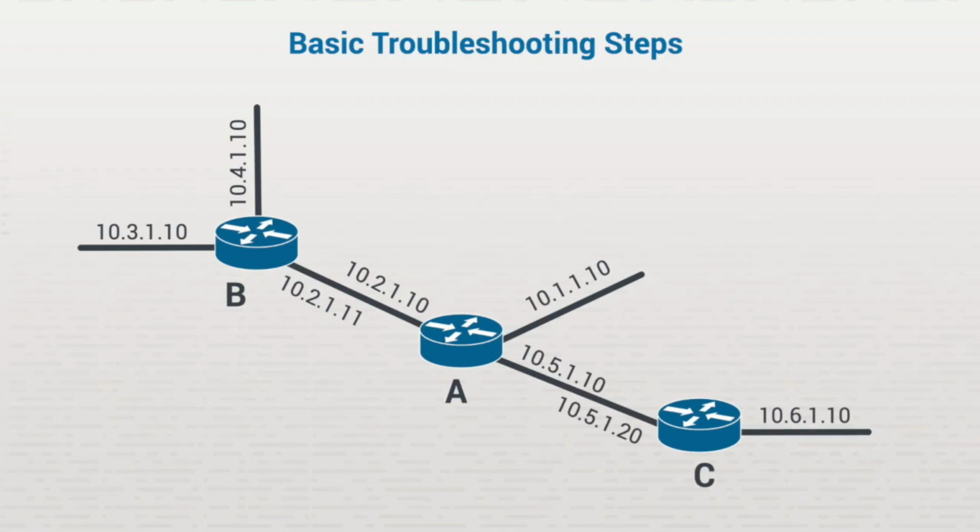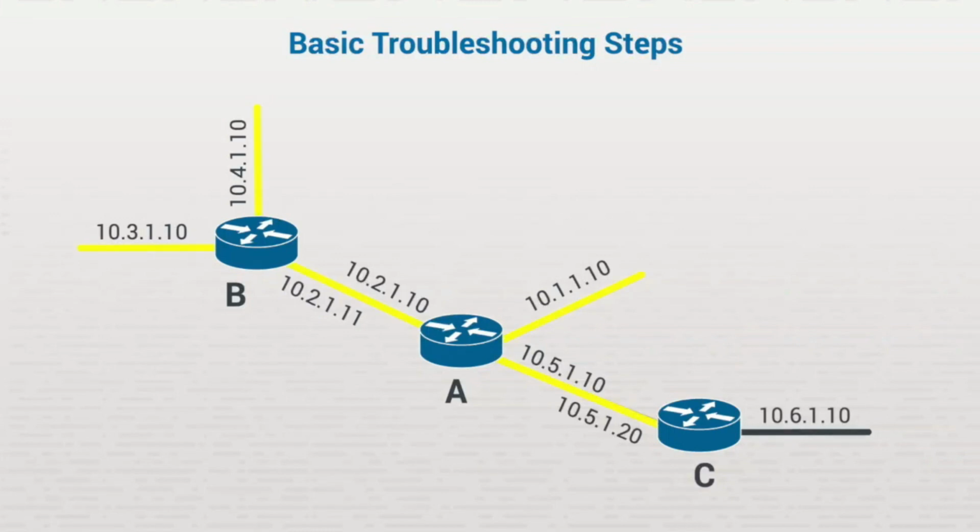The first step is for us to determine how things should be. In other words, which interfaces the routing protocol should be enabled on and which routers should become neighbors. Then we decide which subnets should be in the routing tables. Here, routers A and B have 3 interfaces. Router C has 2. All of these interfaces should be enabled.